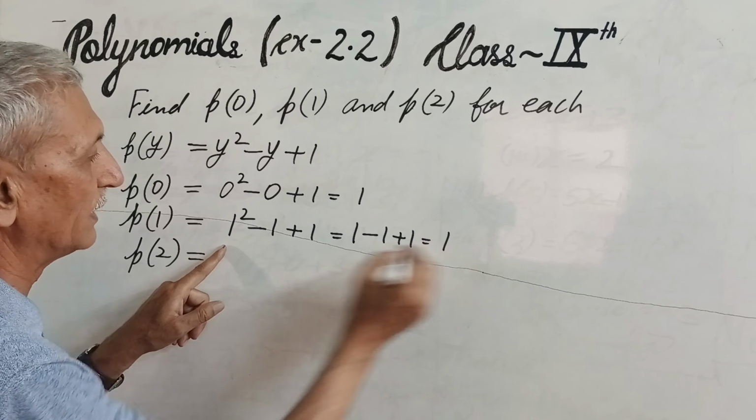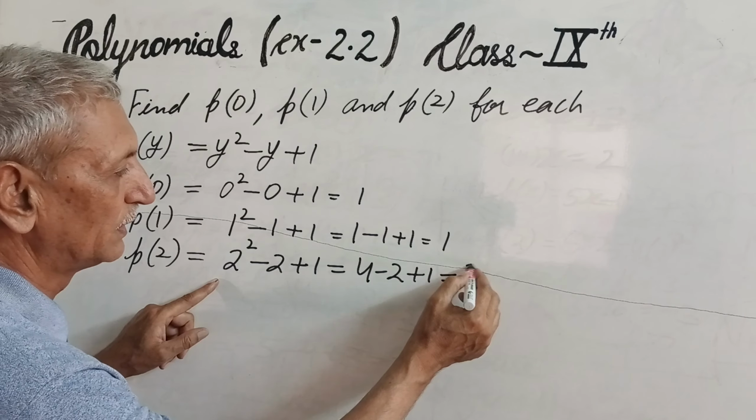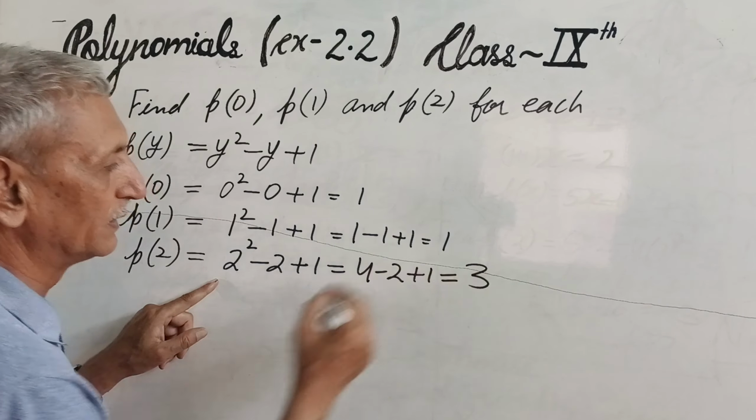ठीक है दोस्तों, let's replace y for 2. So here you will have 2 square minus 2 plus 1, that should give you 4 minus 2 plus 1, that should give you 4 plus 1 5, 5 minus 2 3. ठीक है दोस्तों. Now let me invite the students, because almost all the parts are identical. Let me invite some of you to solve each part, right?